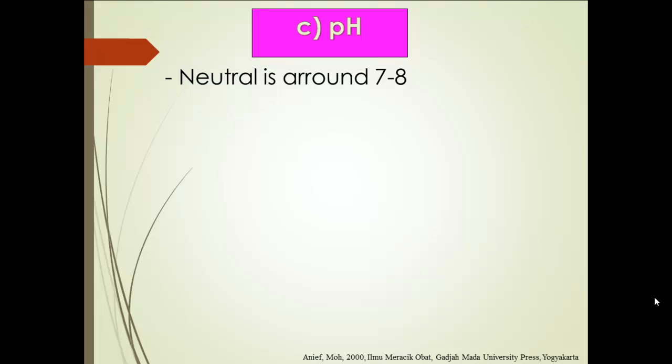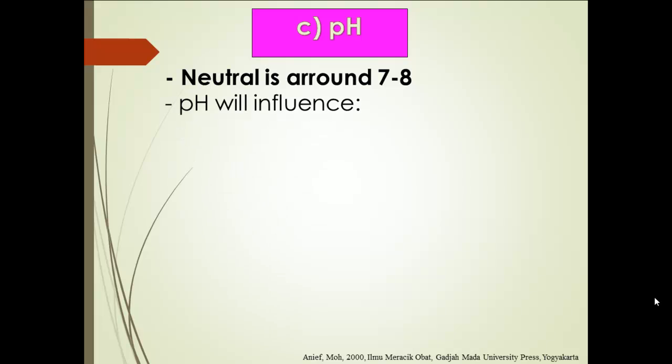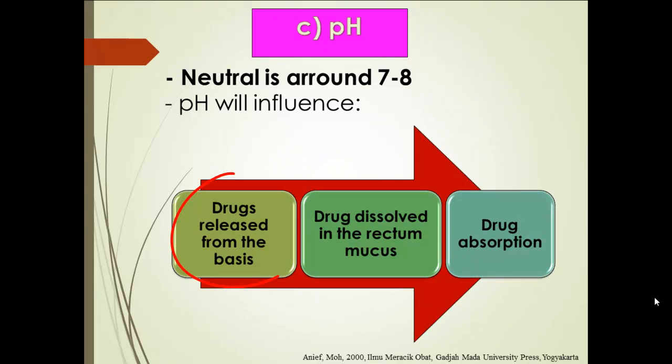Next is pH. pH of rectal fluid is usually neutral, which is around 7 to 8. pH also will influence drugs released from the bases, drug dissolved in the rectum, and drug absorption. This is because rectal fluid is neutral in pH, so there is no effective buffer capacity. The form in which the drug is administered will not generally be chemically changed by the rectal environment.